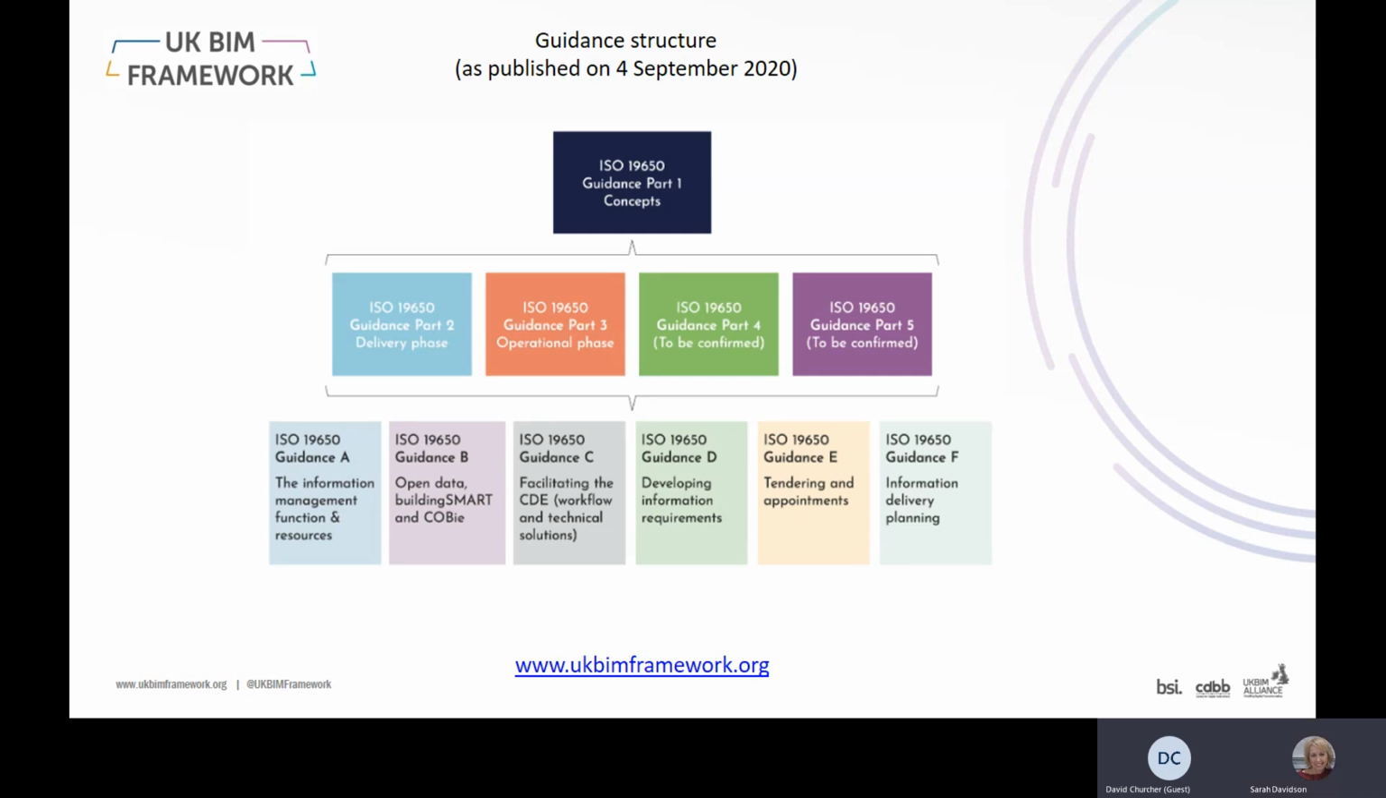Guidance E currently covers the BIM execution plan in supporting tendering and appointment activities. It will be extended in due course with content to cover more tendering and appointment resources. And finally, Guidance F covers information delivery planning. This includes the responsibility matrices and the task and master information delivery plans. It also has space for guidance on the federation strategy, but again, this is not written yet.